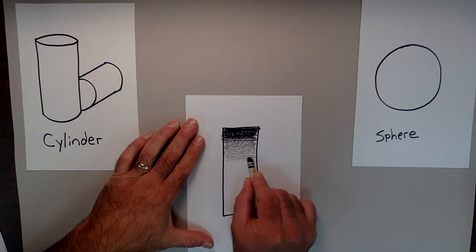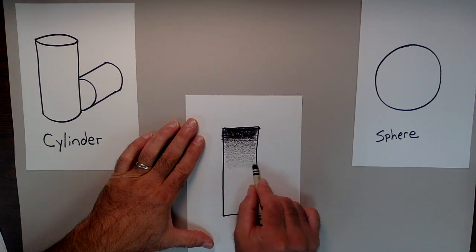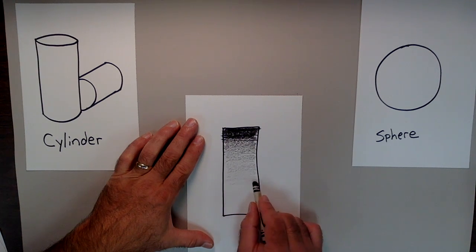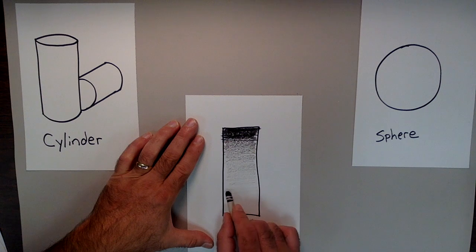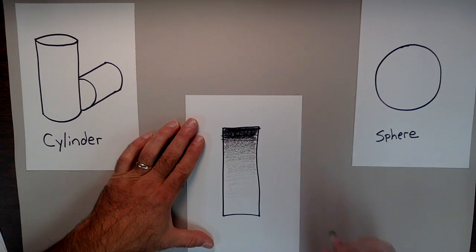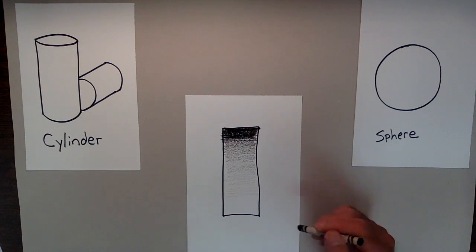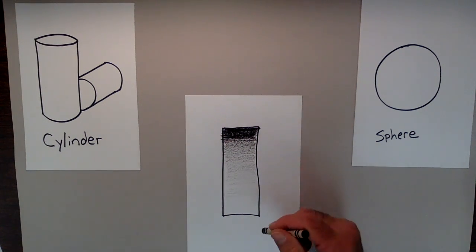Lighter and lighter and lighter until it sort of just disappears. This is what we call a value scale. It goes from light to dark or dark to light.